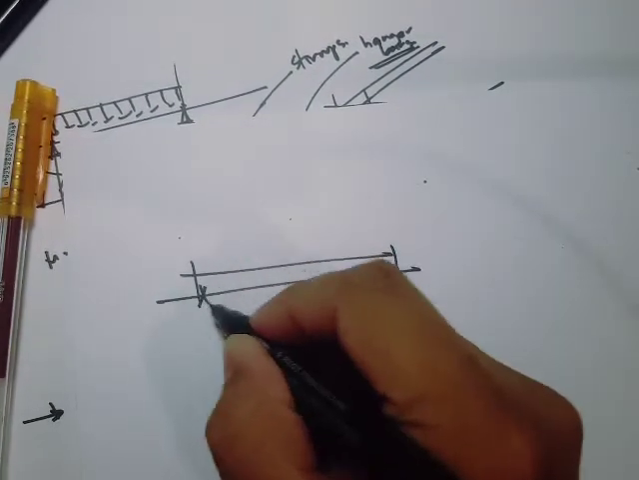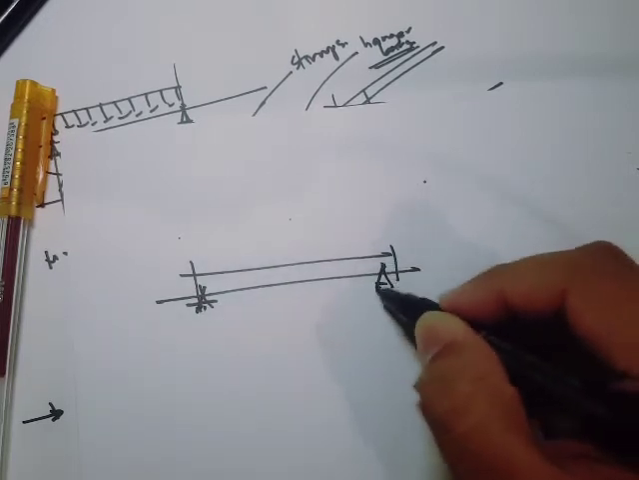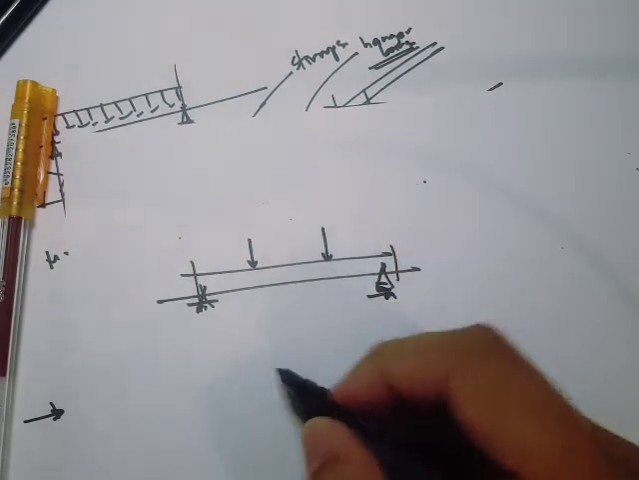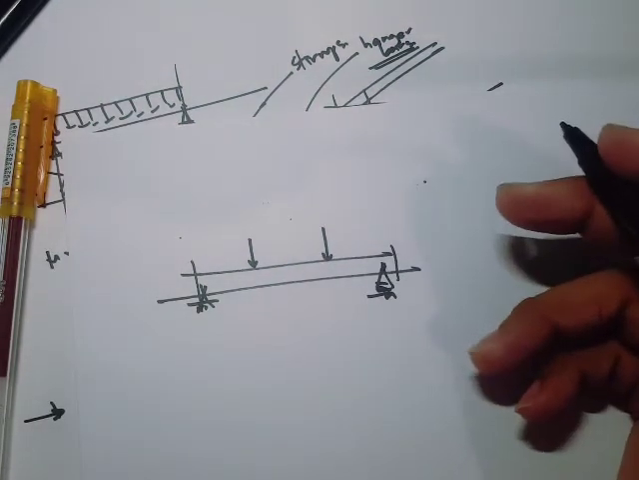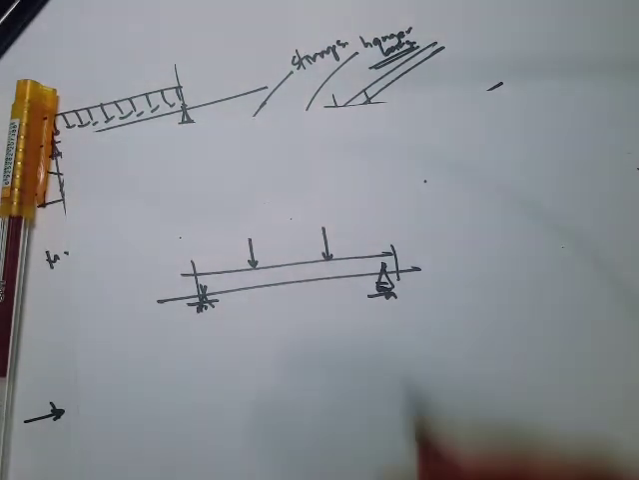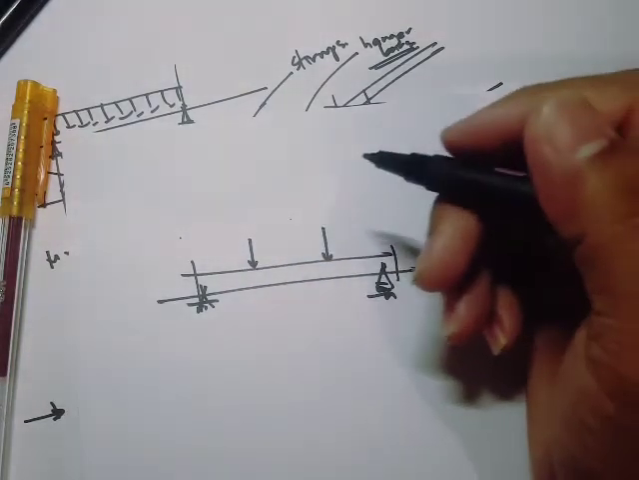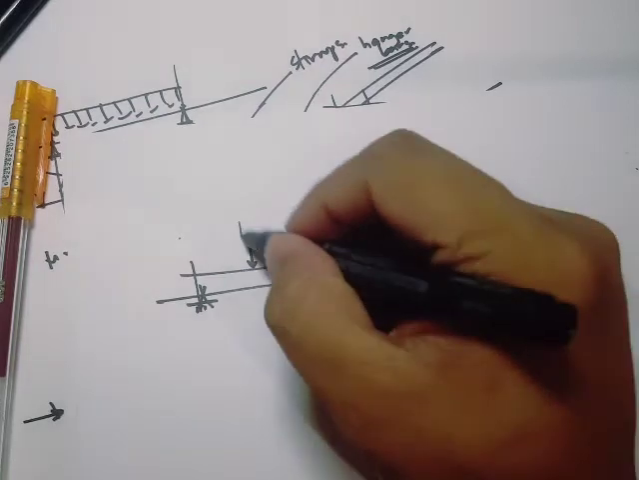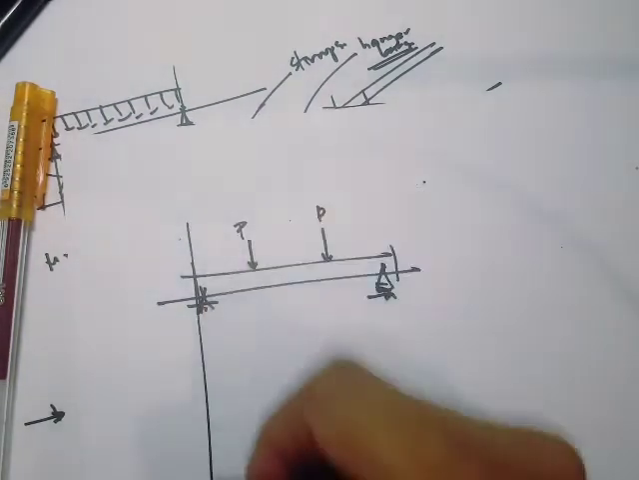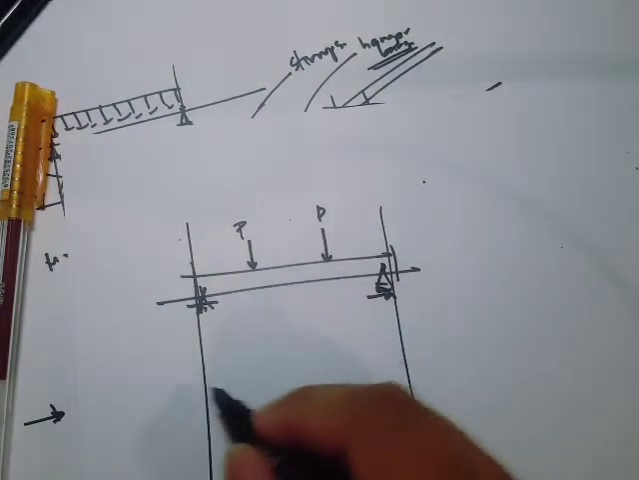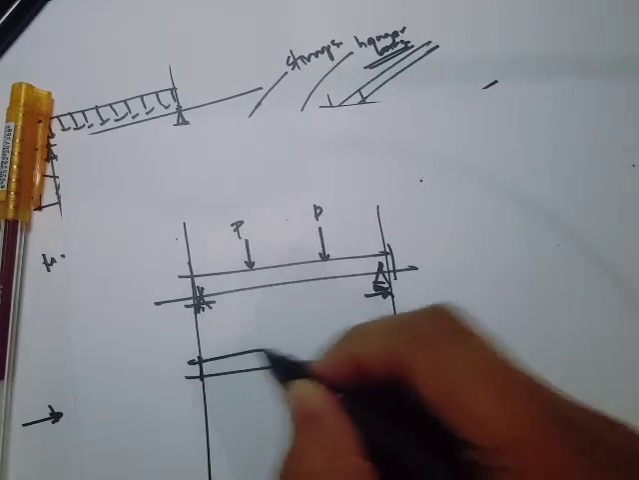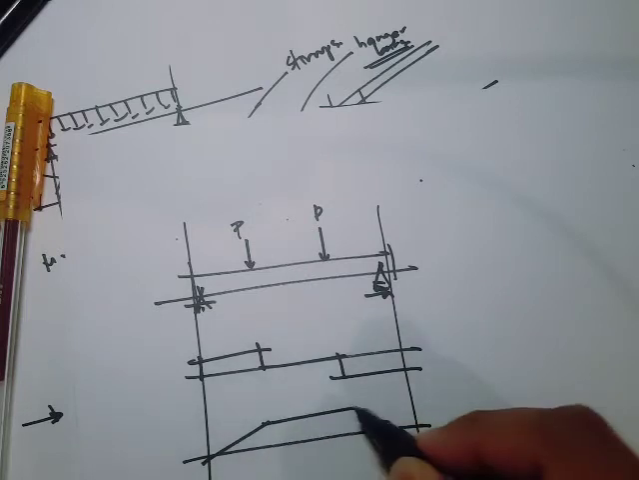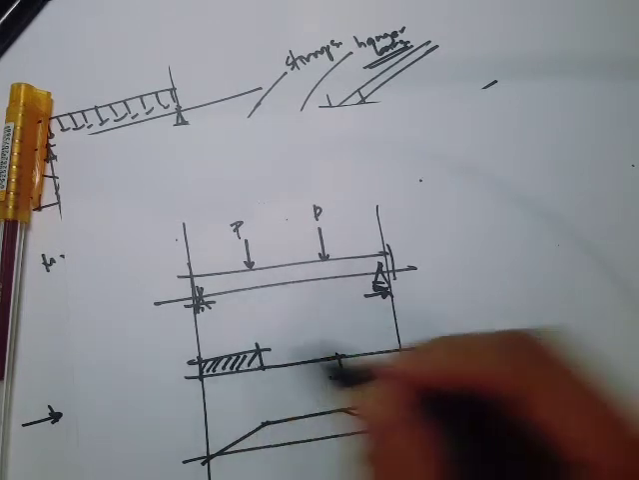Okay, so we have a beam. Let's say it's a simply supported beam, and we have two-point loadings. You're already introduced to this type of loading in our previous video or previous topics. Under these two-point loadings, we get a shear diagram, something like this, and then a moment diagram, something like this.